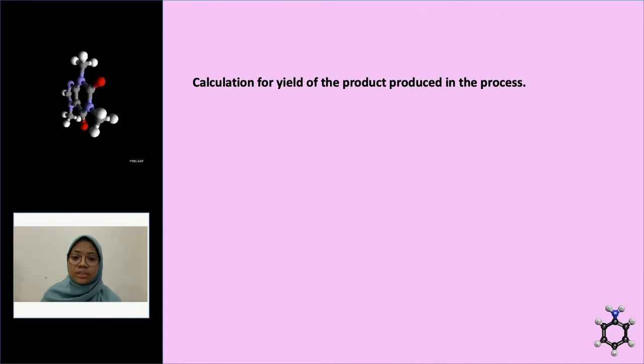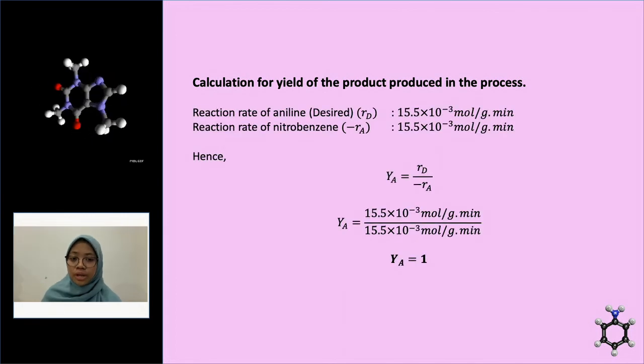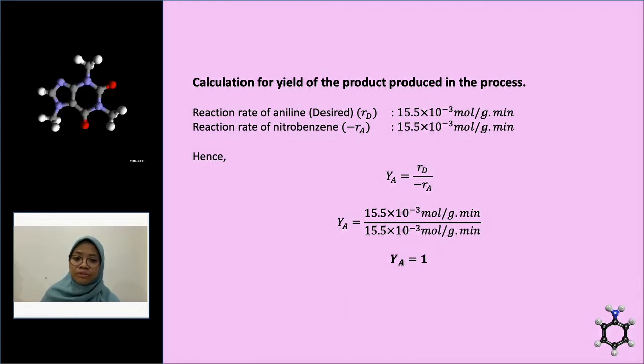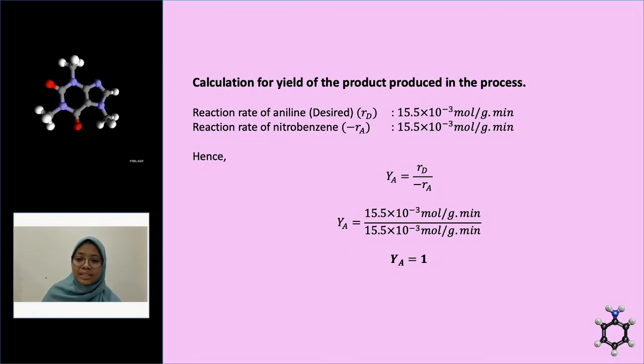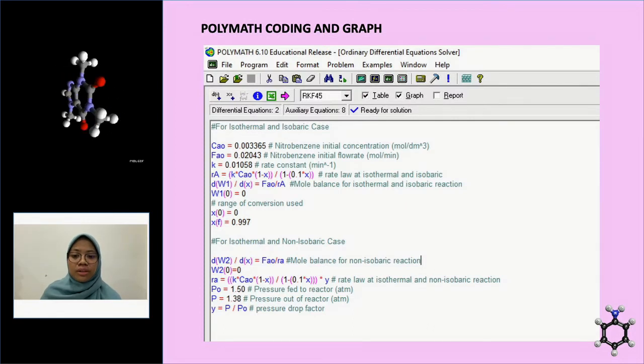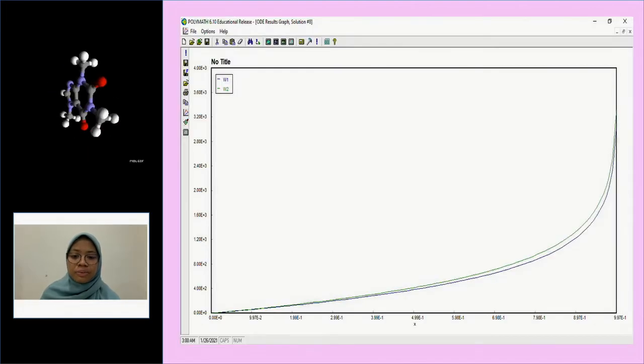Lastly, we are required to calculate the yield of the product. From the literature review, we found that the reaction rate for the desired reaction is the same as the reaction rate of nitrobenzene, which is 15.5 times 10 to the power of negative 3 mol per g·min. Hence, the yield for this reaction is 1. In the slides, we show the coding in Polymath in order to form a graph. Here is the graph representing the weight of catalyst needed to produce 10 metric tons per annum of aniline for case 1 and case 2.